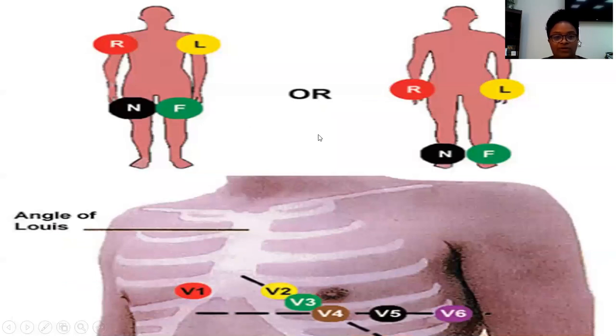Here's just another diagram showing you the placement of the leads. Now, here you may see leads placed like this if you're looking at somebody with continuous monitoring on. However, for the sake of our class, this is our lead placement that you guys would be placing in lab on your EKG.